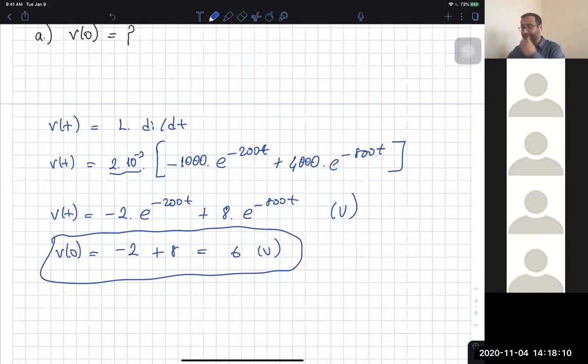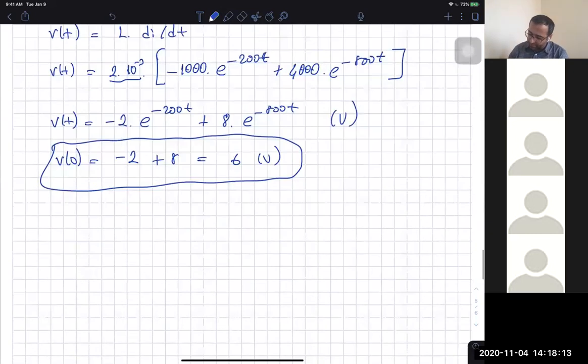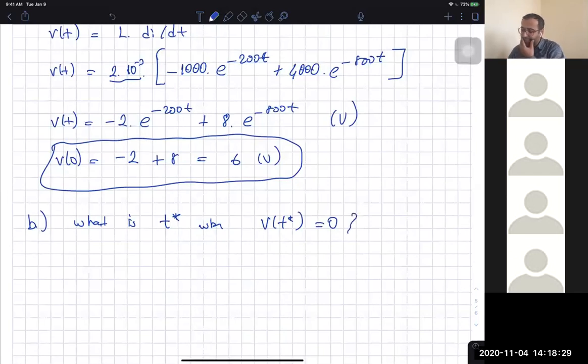Okay, the second part, part B, says, what is t star, when v of t star is 0? Basically it says, when does the voltage reach 0? Do you all understand the question?